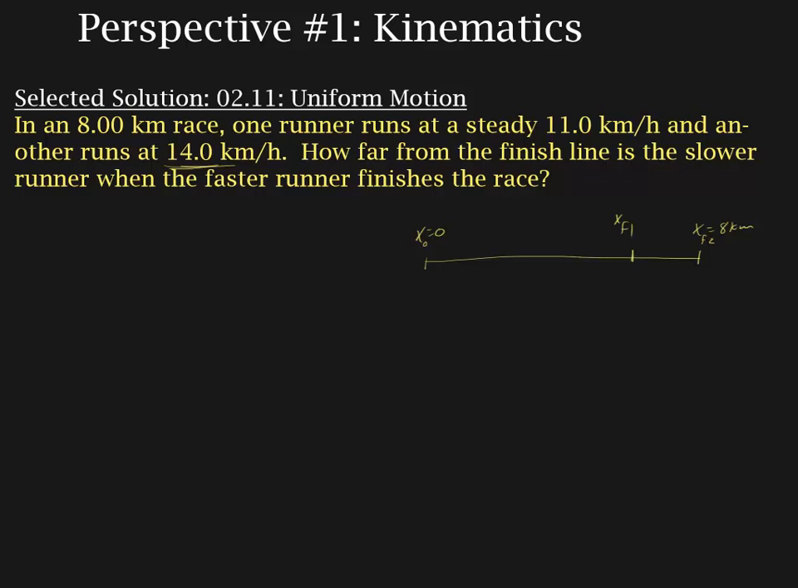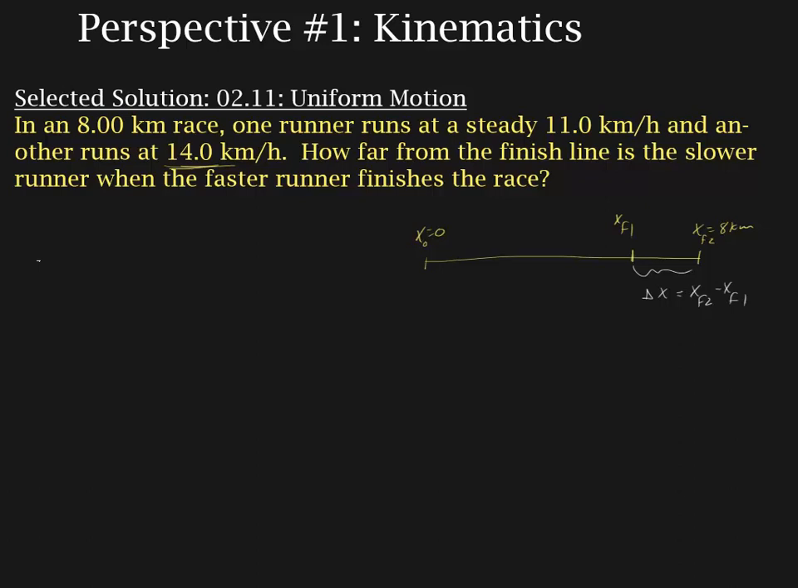Now in this problem, we're looking for this distance right here, which we'll call delta x. And delta x is equal to x final 2 minus x final 1. And this is a relationship that you have to come up with on your own. This one's pretty straightforward, but you still have to come up with it on your own.